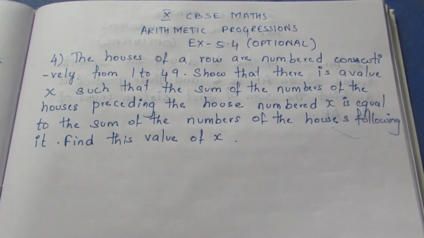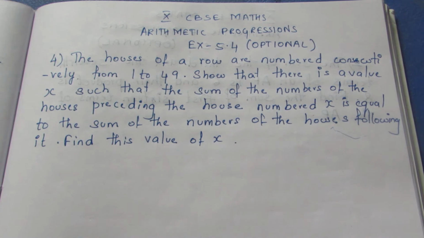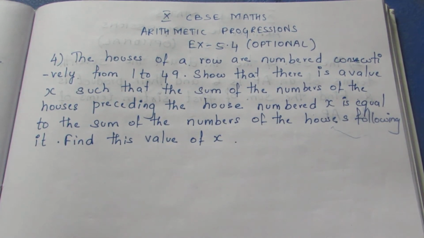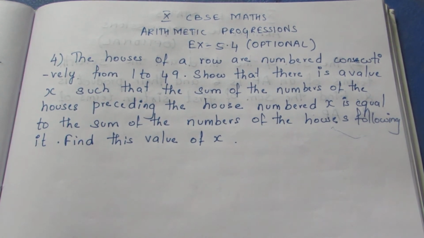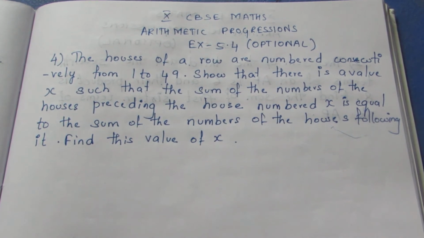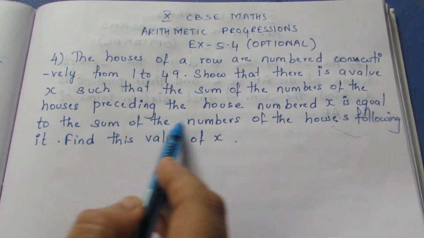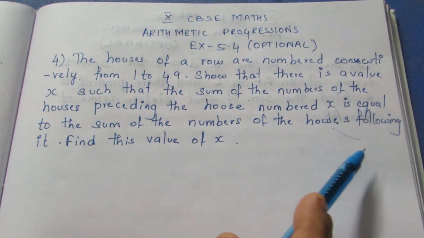Today we are going to see 10 CBSE Maths Arithmetic Progression Exercise 5.4 Optional Exercise. Question number 4. The houses of a row are numbered consecutively from 1 to 49. Show that there is a value x, somewhere in between, such that the number of houses preceding the house number x is equal to the number of houses following it.